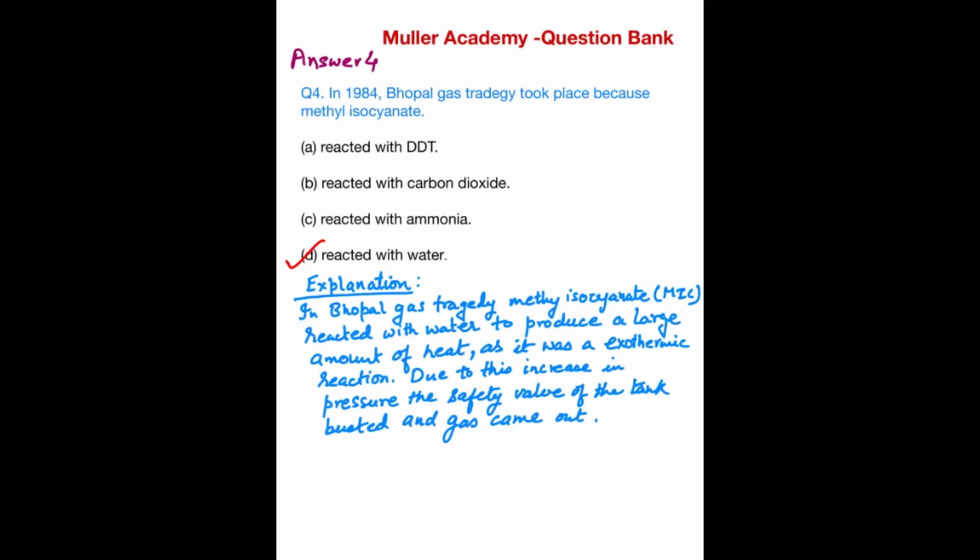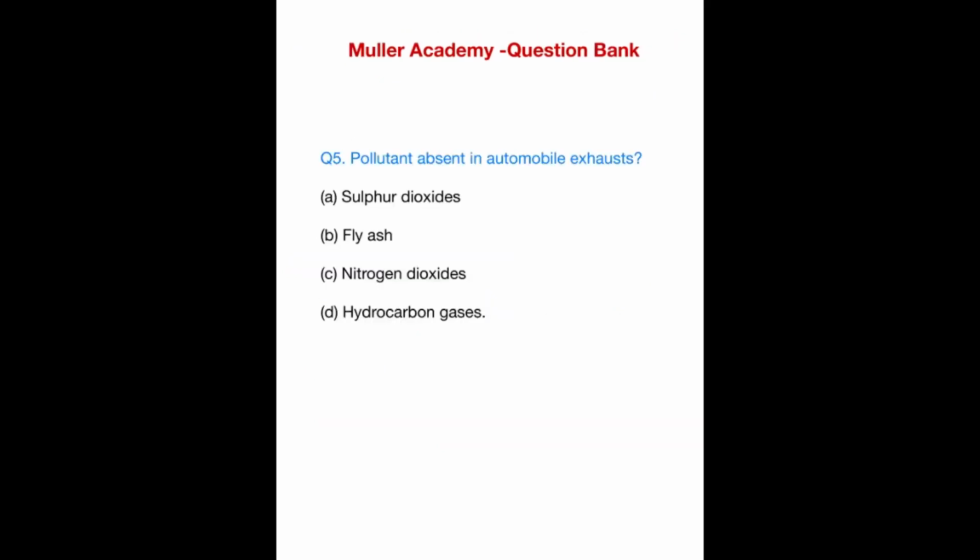So, coming to the explanation, in the Bhopal gas tragedy, the MIC, methyl isocyanate, reacted with water, and this produced a large amount of heat. This was an exothermic reaction. So when a lot of heat got released, the pressure increased very much, and the safety valves of the tanks burst, and the gas came out. So here the last option, that MIC reacted with water, is the correct one.